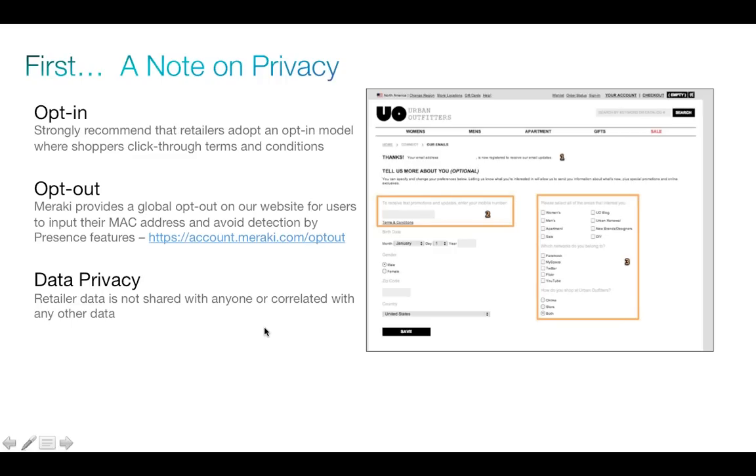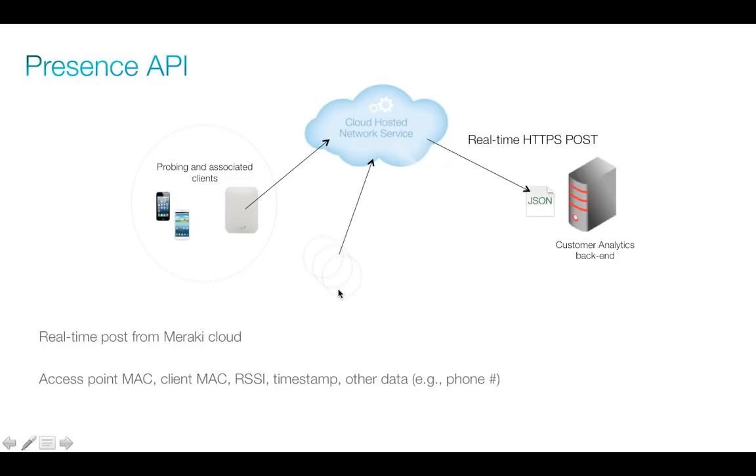We also have an opt-out function on our website. So if you go to account.meraki.com/opt-out, there you can enter in your MAC address, and what that means once you hit submit is the Meraki platform will no longer track your MAC. So if any access points ever do see your MAC address, those MAC addresses will be dropped.